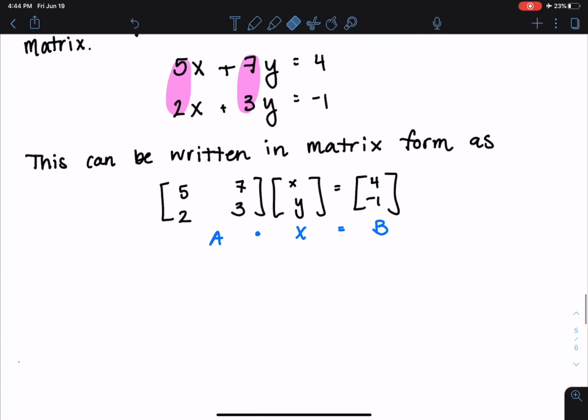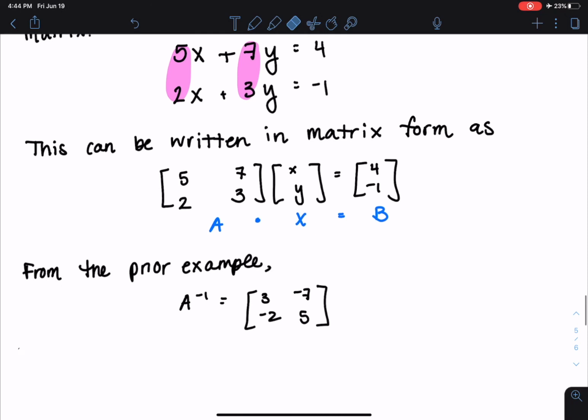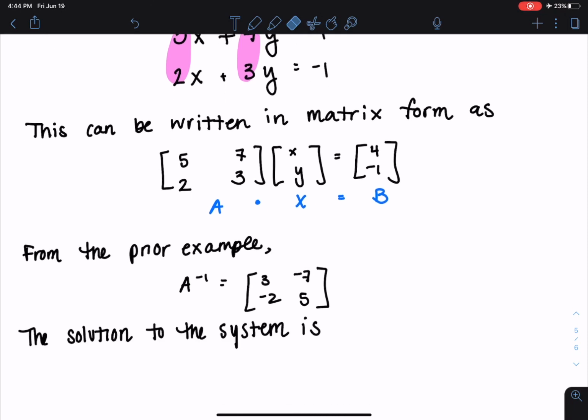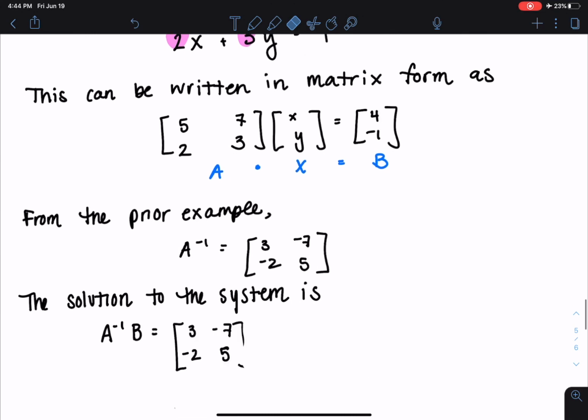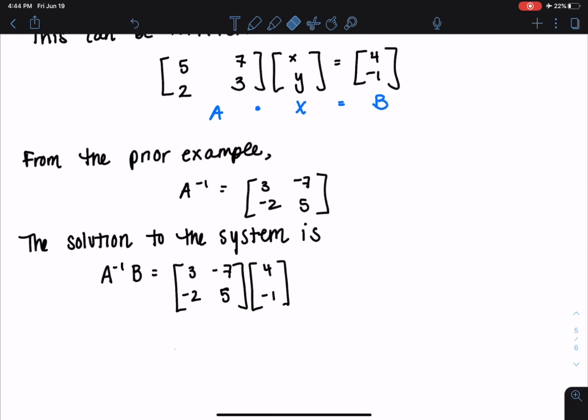So I already know this matrix from the prior example. Its inverse is given by this. So the solution to the system will be A inverse times B. So I'm going to take my matrix A inverse and multiply it by B. So it's a 2 by 2, and then it's a 2 by 1. That will give you a 2 by 1 vector. So that's going to be what x, y is equal to. So we just need to perform this matrix multiplication.